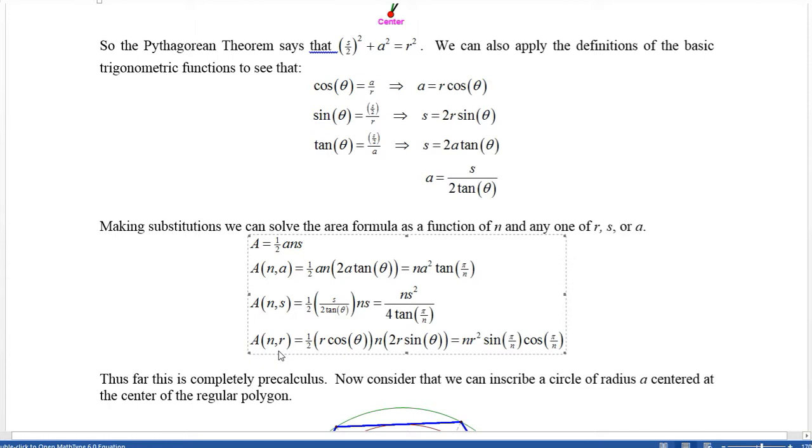And finally, we can write it a different way as a function of both n and R. A in terms of R is R cosine theta, so we can replace A by R cosine theta. And then look here, S is 2R sine theta. We still have our n, still have our 1/2. Now the 1/2 and the 2 are going to cancel, so that goes away. And that leaves us an n, an R squared, if you put those two R's together, a sine theta, and a cosine theta. Of course, theta is pi over n.